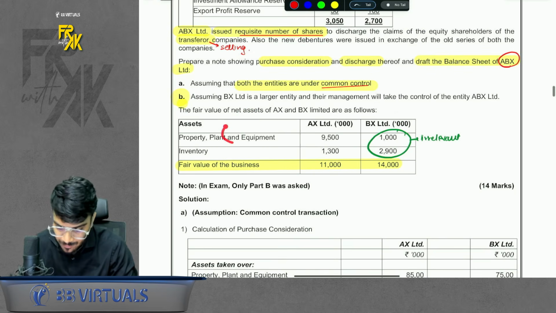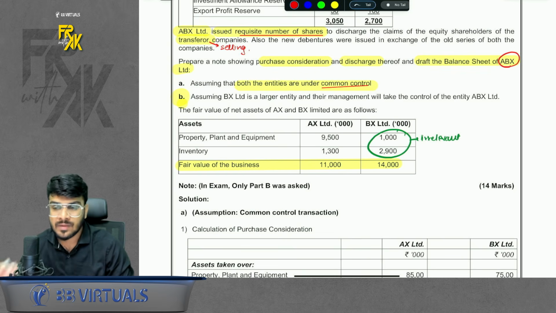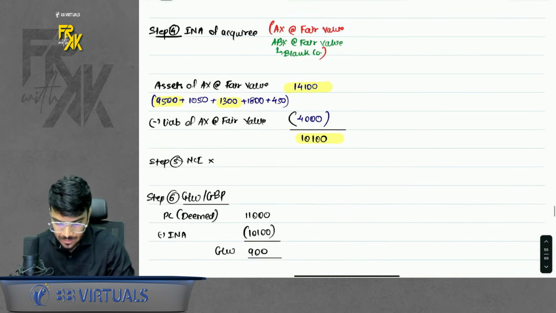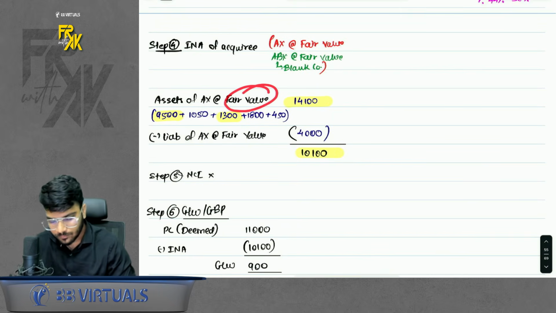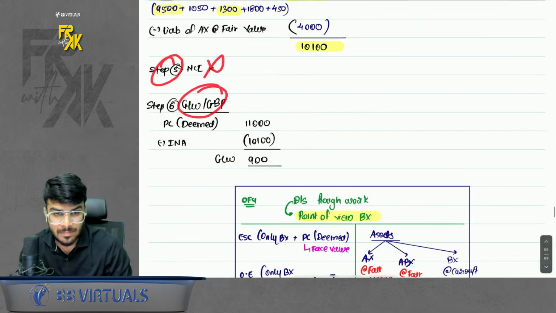The fair value of assets of BX also. BX is the acquirer. The acquirer's own assets and liabilities will stay at carrying amount only. They will not be recorded at fair value. Do remember that. So assets and liabilities will come at fair value of the acquiree. Step 5, NCI not applicable. Step 6, goodwill or capital reserve, you will get it.